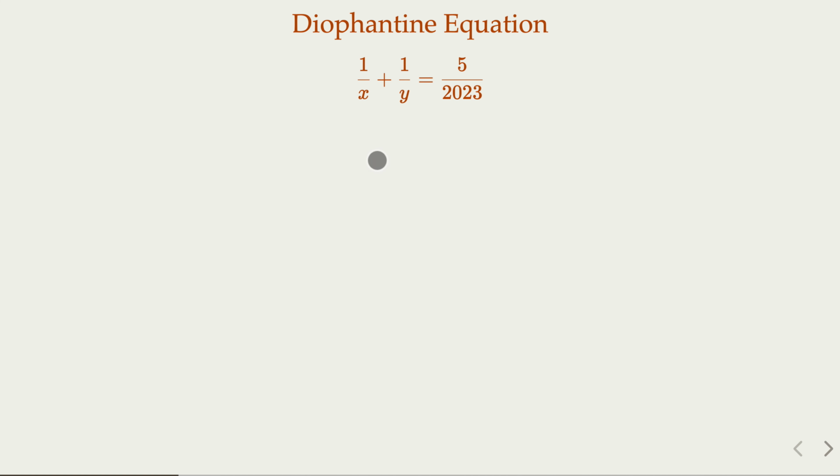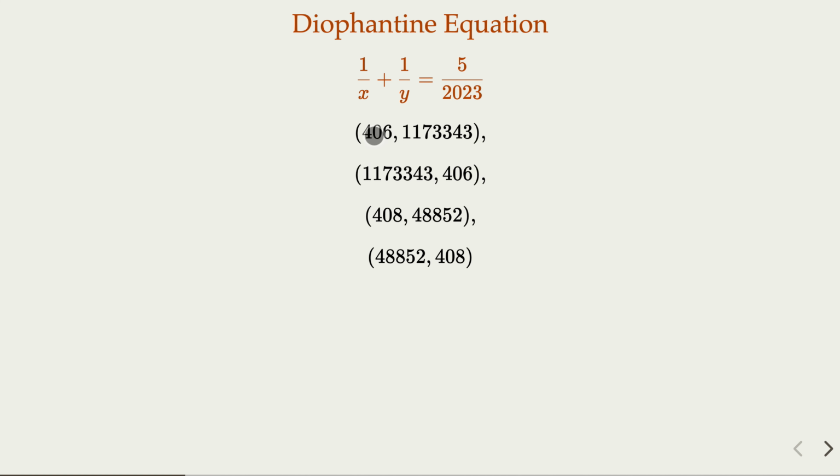So here, let's recap. What we do here is either x is 406 or 408, or just swap x and y. So in total 4 solutions to this Diophantine equation. And the trick here is, again, knowing how to factor and how to do mod 5 analysis. Okay, I think this is an interesting problem.